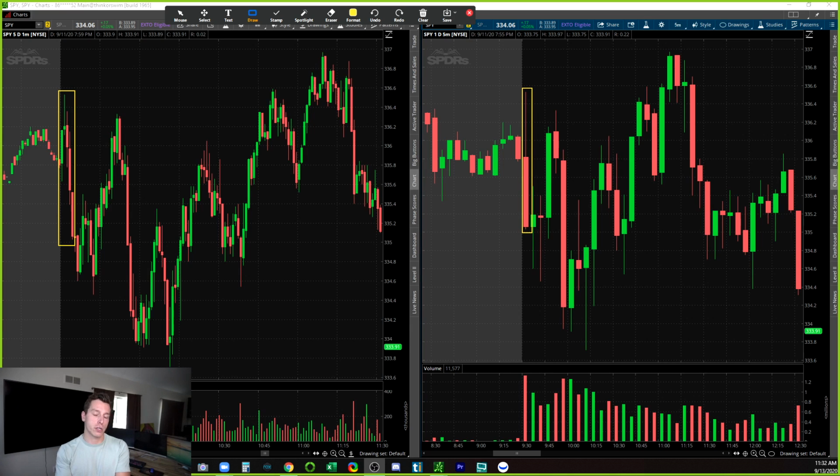So if you look at the chart on the right, you see this yellow box. That yellow box is highlighting a 5 minute candle. That candle is actually the first candle to open up for the day on this day in which the stock market was trading. And on the left, we have the 1 minute chart. Now that 1 minute chart with the yellow box is highlighting 5 1 minute candles.